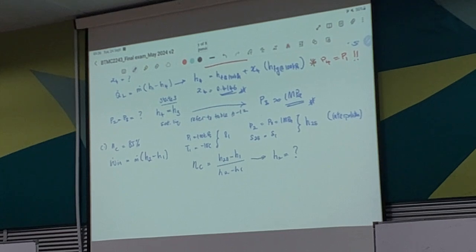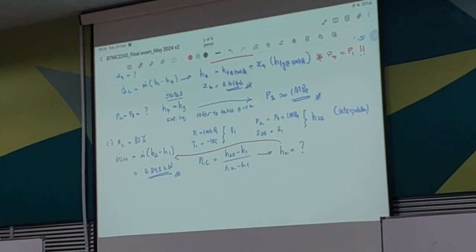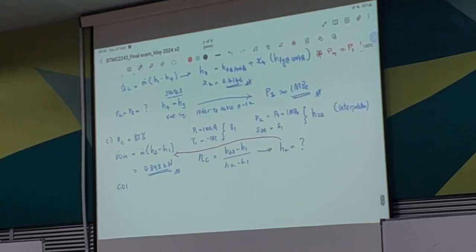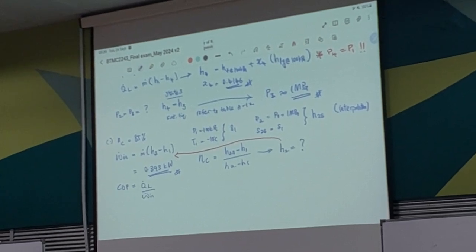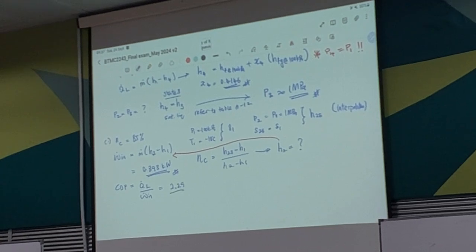And once you get the H2 value, you can sub this back into this equation. Then work-in value should be just about this value. So once you found work-in, then COP of the refrigeration system is just QL over work-in. QL is given by the question. So the value is about this.